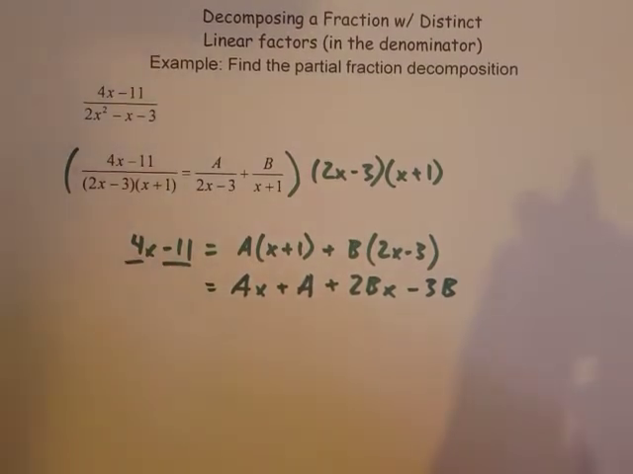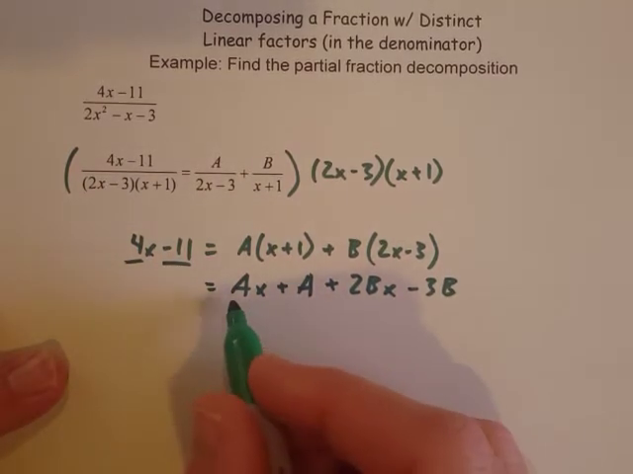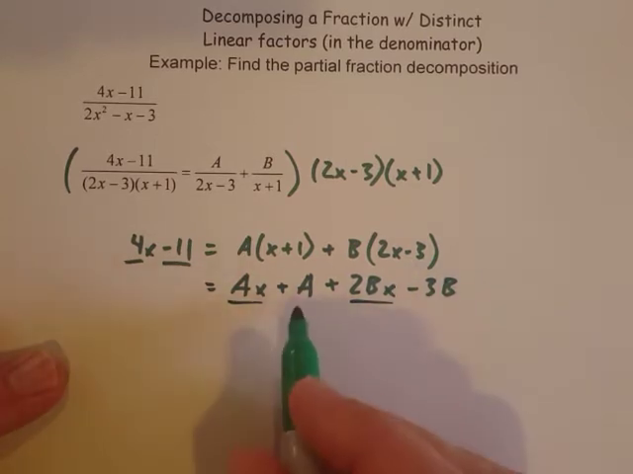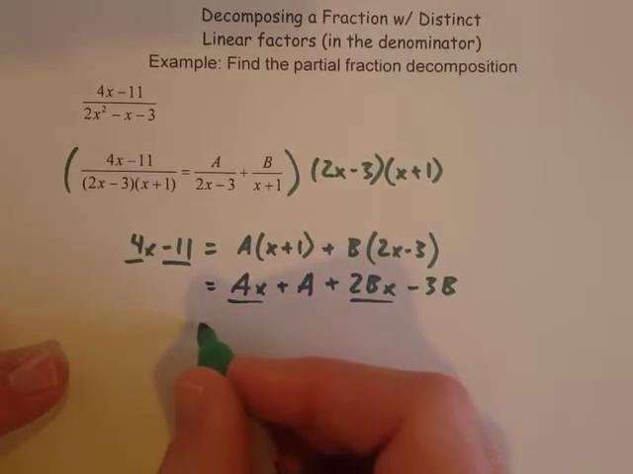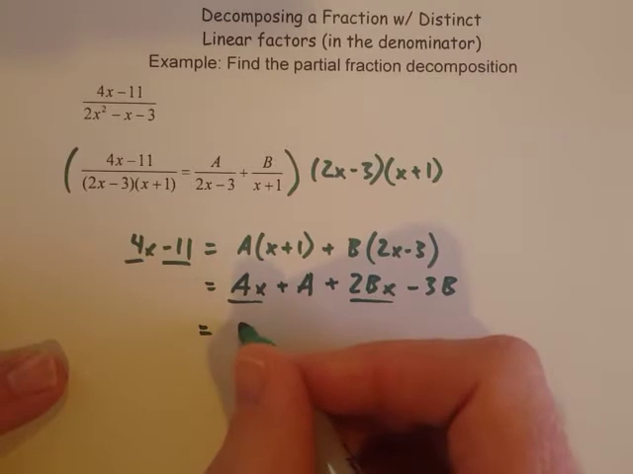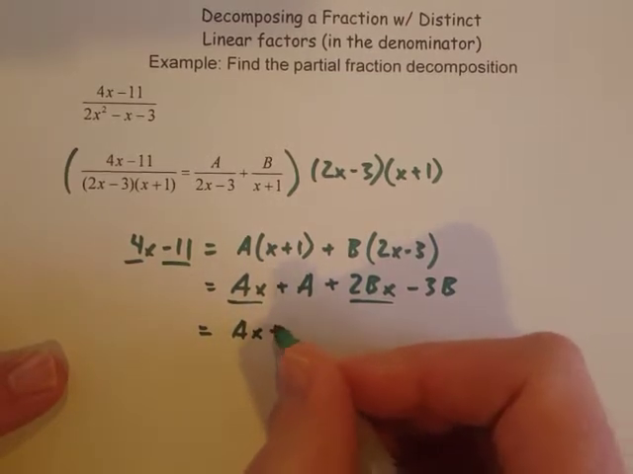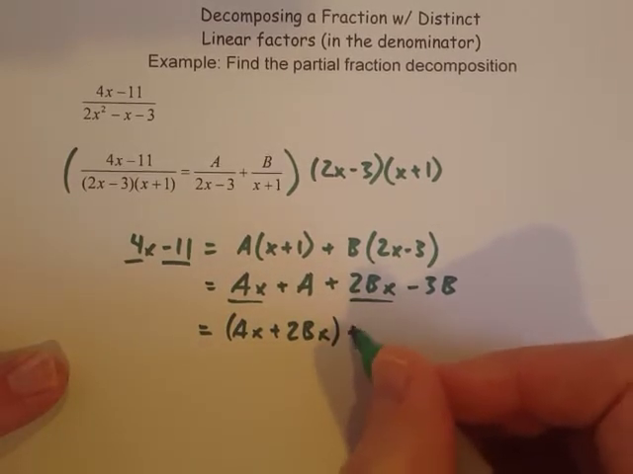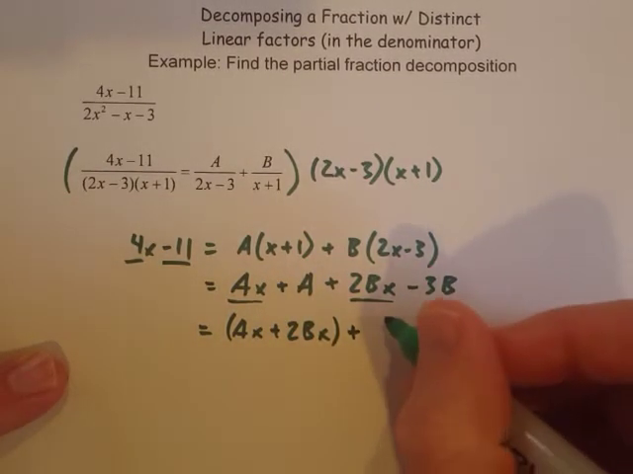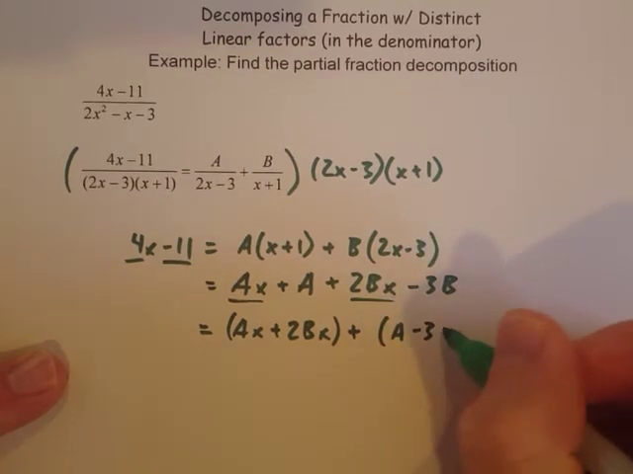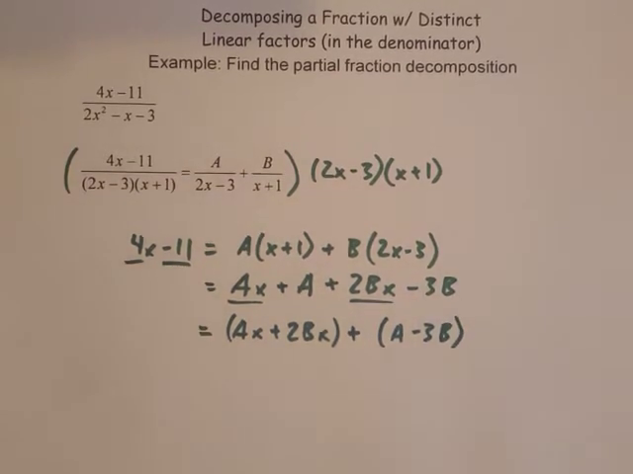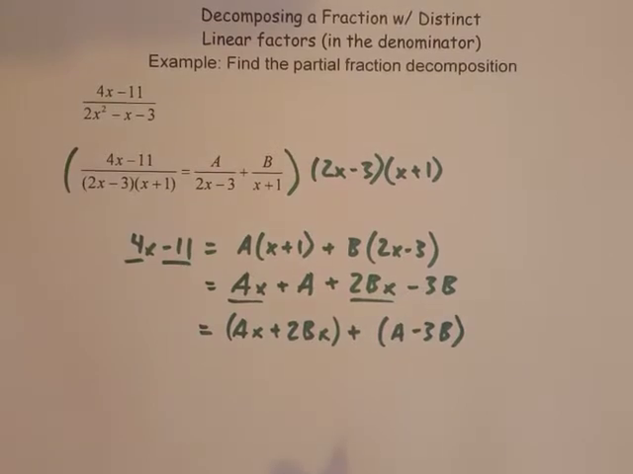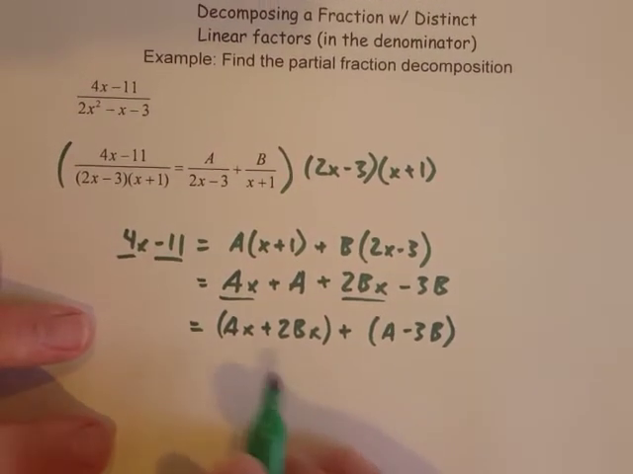Now, once I have this, what I want to do is combine the like terms together. We always do that in an equation. The like terms are going to be the ones that have x's, and then also the ones that don't have x's. So I'm just going to group those together, making this ax plus 2bx. That's one group. And then I'm also going to group together the a minus the 3b, because these are like terms.